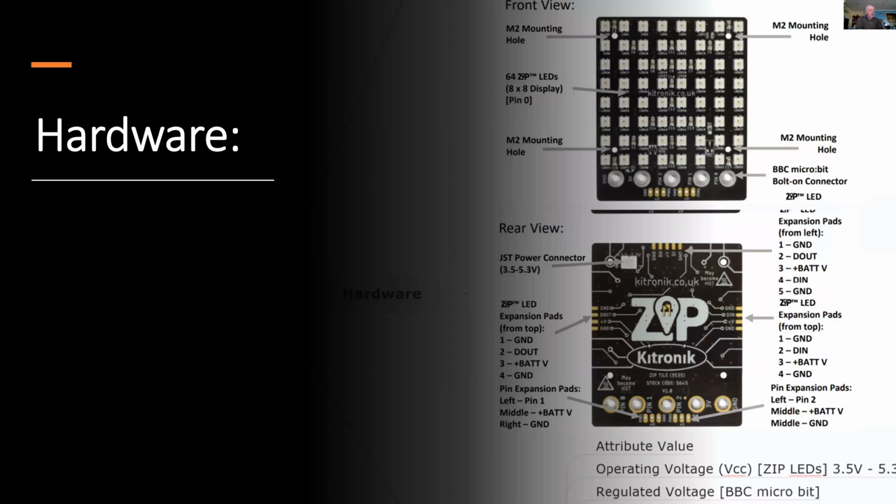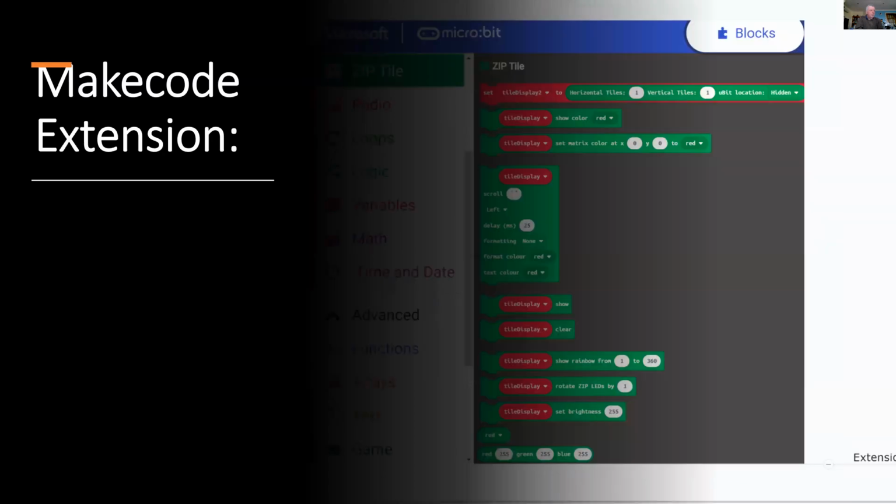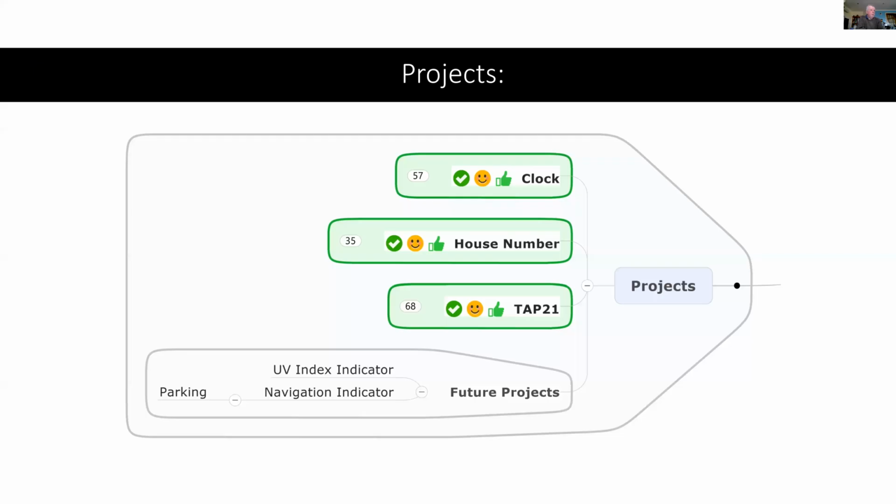So the hardware is described here, and it bolts on to the microbit computer. There's plenty of help available if you want to develop your own software. And Kitronik have a microcode extension. So if you use these blocks, it's quite easy to develop your own software code.